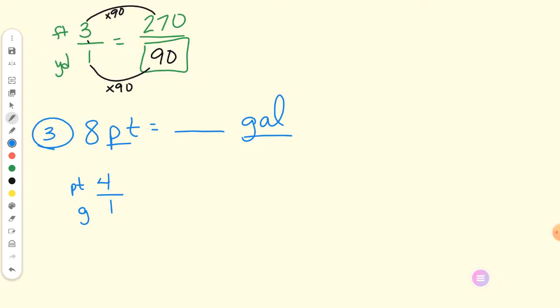It's 4 quarts equals 1 gallon. But for every quart, there's 8 per gallon. So can we go from pints to gallons? Is there a conversion? Yes. Kind of. How many cups are in a gallon? So is 8 quarts going in 1 gallon? Can I write that?